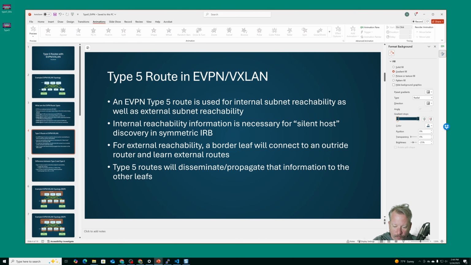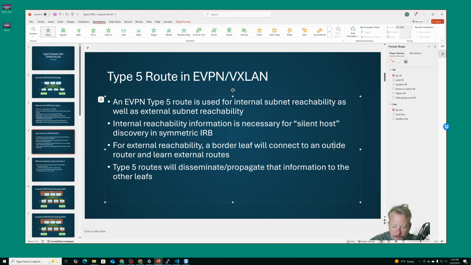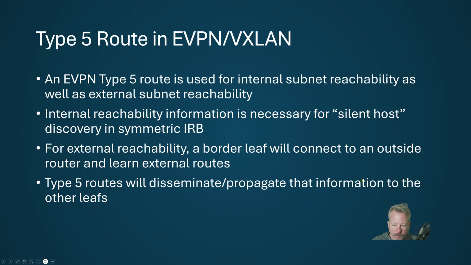I'm sure there's more than one spelling or grammatical mistake, but I'll catch them here. For external reachability, a border leaf will connect to an outside router and learn external routes. And then the type 5 route will disseminate those routes to the other leafs. And I'm going to show you examples of both.